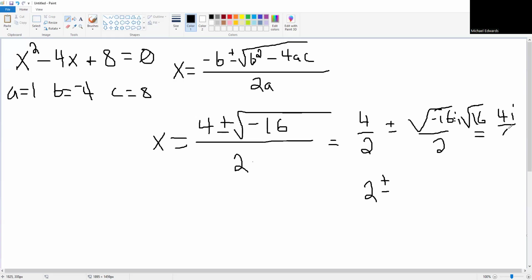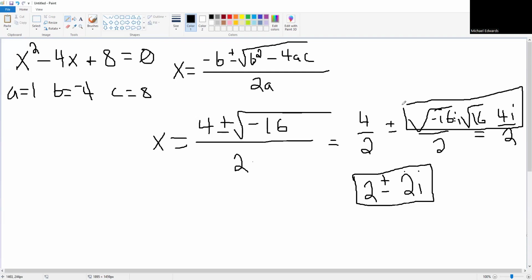So let's rewrite this as 4i over 2, which we can rewrite as 2i. So the answer is 2 plus or minus 2i. And that's what we got there. This bit right here was the tricky bit, I think maybe for you.